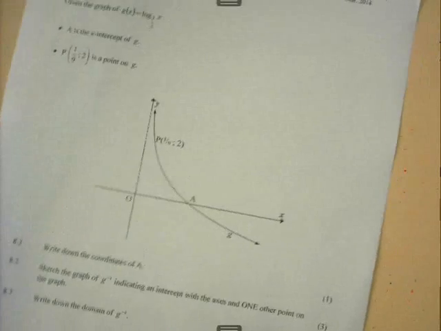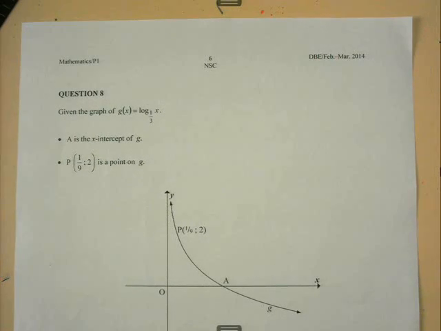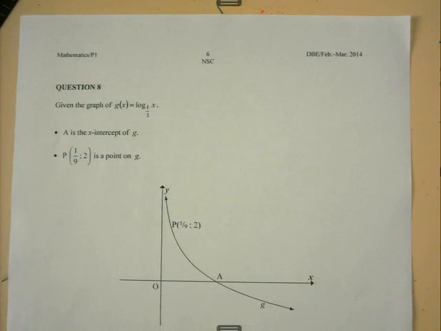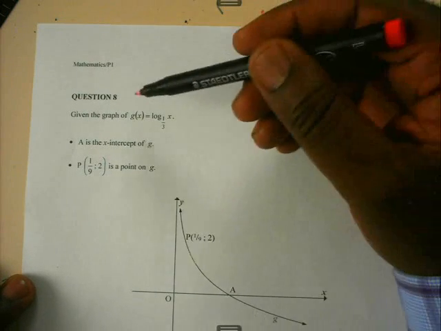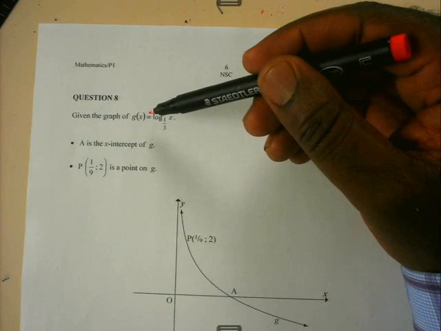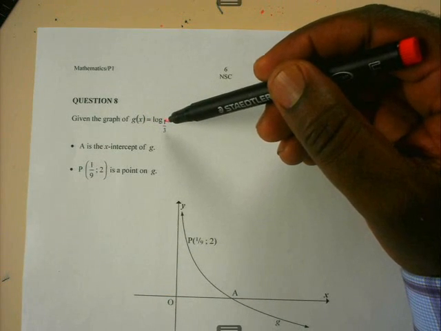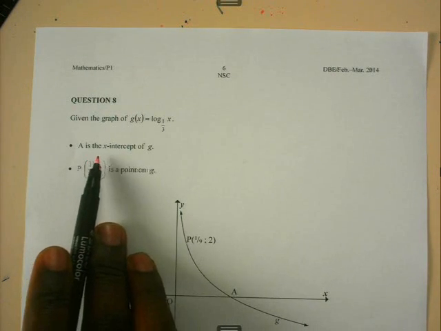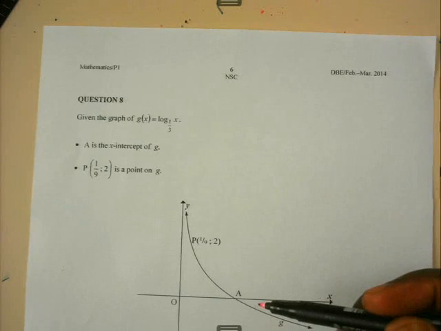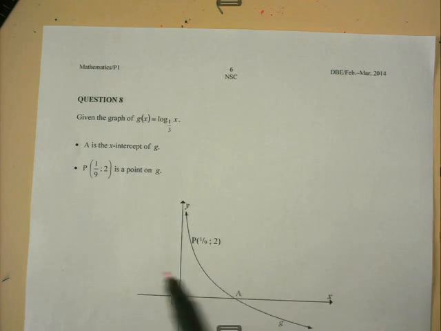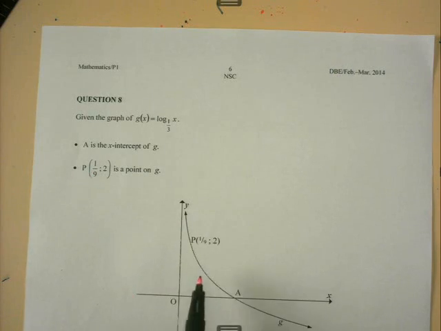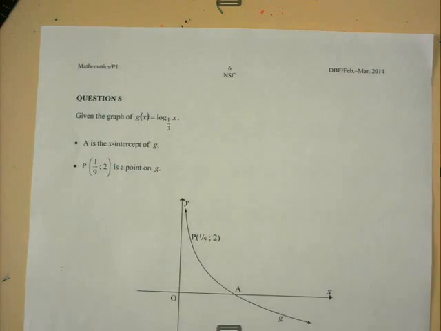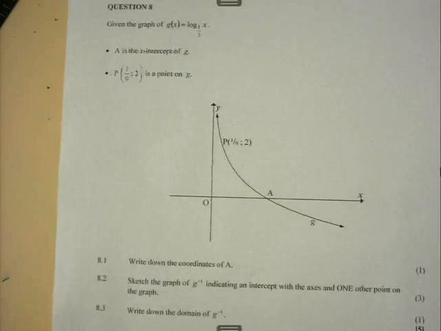The question paper that I'm going to have in front of me is the February, March 2014 supplementary examination question paper. It reads as follows. Given the graph of g of x being equal to log to base 1/3 of x, A is the intercept of G, and P with coordinates 1/9 and 2 is a point on the graph. It's a point on the graph.